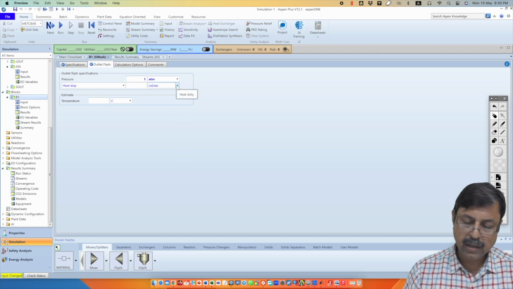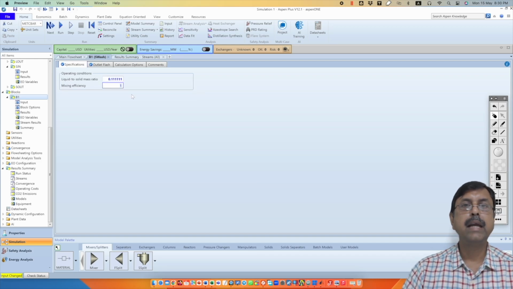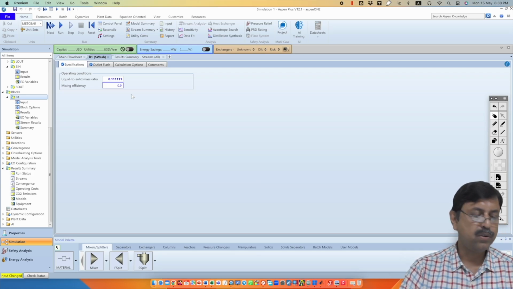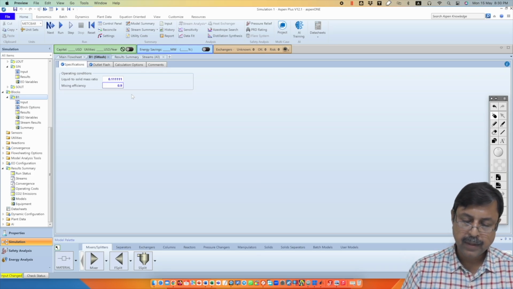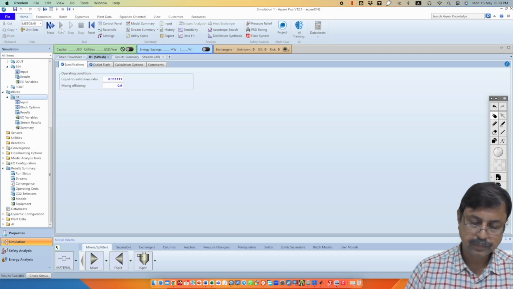And we have to give the heat duty. So heat duty is 10 kilowatt. So provide 10 kilowatt heat duty. And specification, the mixing efficiency, it is 90%, right? So just put 0.9 over here. Okay. And run the system once again.